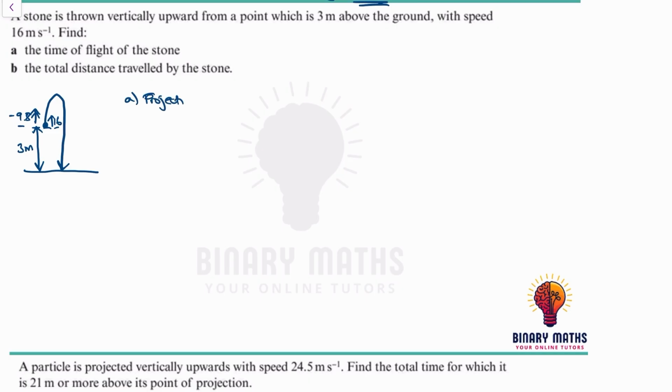Projection to ground, because the time of flight is for the whole journey. So because it lands 3 meters below where it started, displacement is minus 3. Initial speed is 16. Final speed we don't know. Acceleration is minus 9.8. And time is what we're trying to find out. We've got S, U, A, and T.